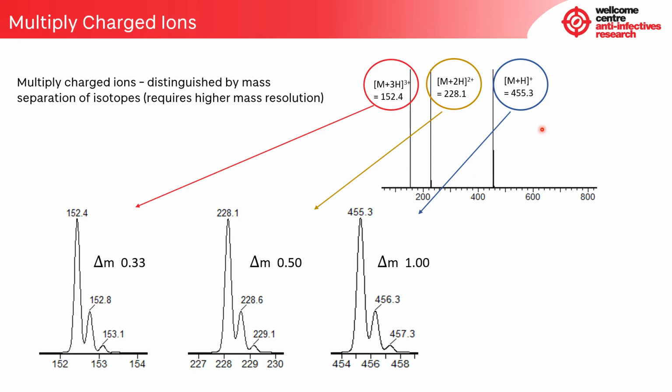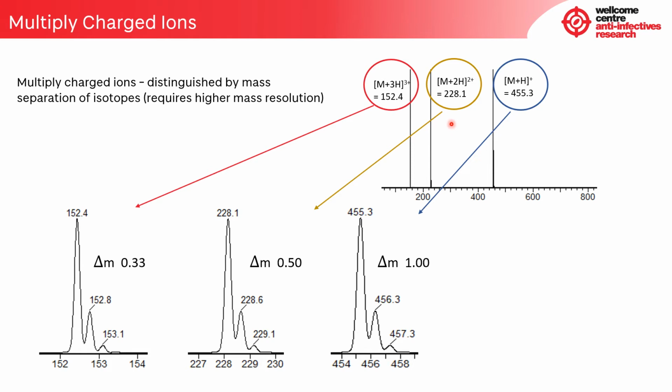If we concentrate first on the singly charged species at m over z 455.3 and we zoom in on the molecular ion region, we can see the isotopes are separated by a mass unit as seen previously. If verapamil were doubly charged, that is the addition of 2 protons, we would now have a mass of 456.3. That is verapamil at 454.3 plus 2 hydrogen ions. But with the 2 charges, it would now appear at 228.1 on the mass to charge axis.